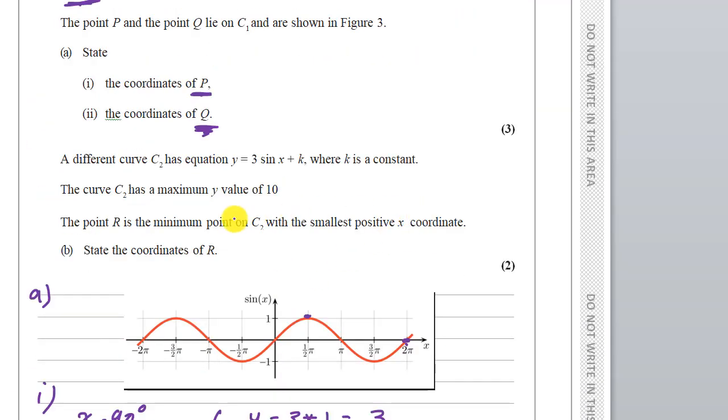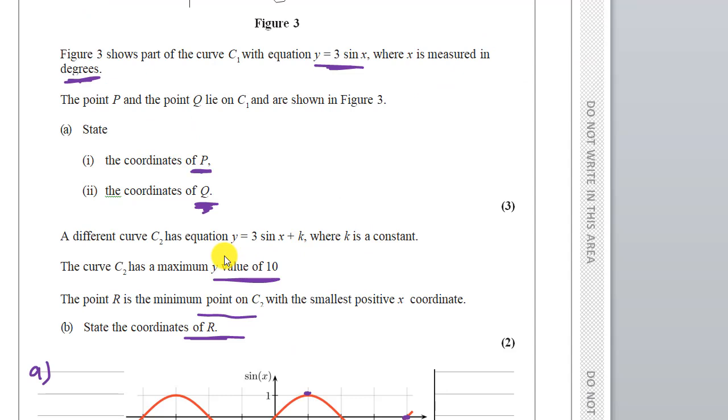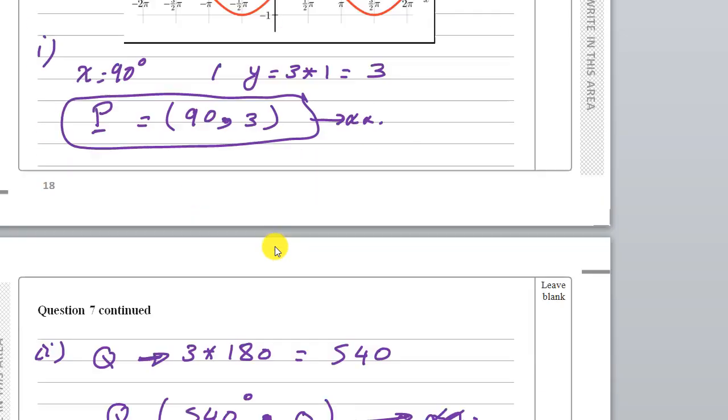Let us go ahead. A different curve C2 has an equation y equal to 3 sine x plus k, where k is a constant. The curve C2 has a maximum value of 10. So the maximum y value is 10. The point R is the minimum point of C2, with the smallest positive x coordinate. State the coordinate of R. Now the maximum value of y is 10. We have the maximum when sine x is equal to 1.